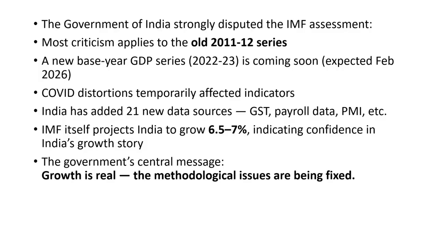COVID distortions temporarily affected indicators. India has added 21 new data sources: GST, payroll data, PMI, etc. IMF itself projects India to grow 6.5 to 7%, indicating confidence in India's growth story. The government's central message: growth is real, the methodological issues are being fixed.